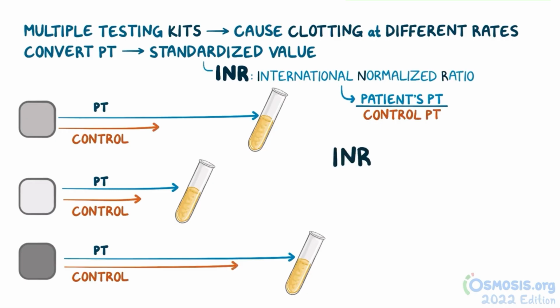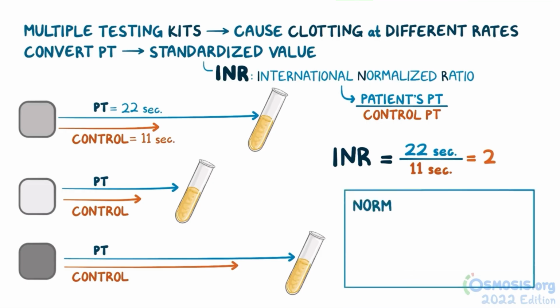For example, if the person's PT is 22 seconds and the control PT is 11 seconds, their INR is 22 over 11, or 2. This means that that person's blood takes twice as long to clot compared to a healthy person. A normal INR is 1.1 or less, but for someone taking warfarin, the usual goal is an INR between 2 and 3.